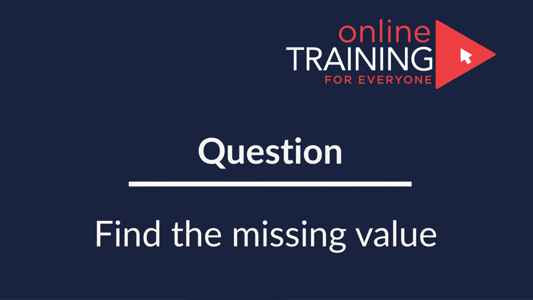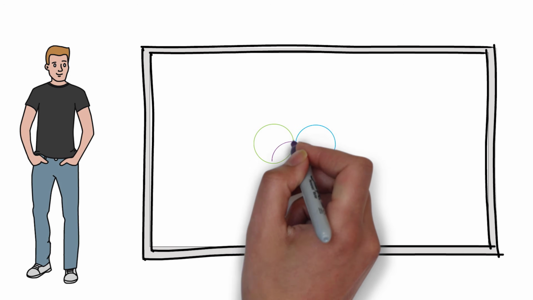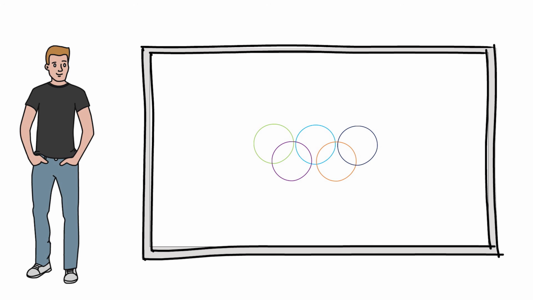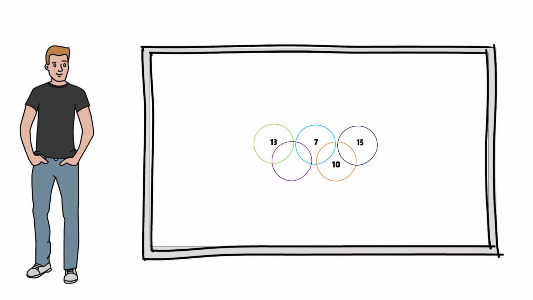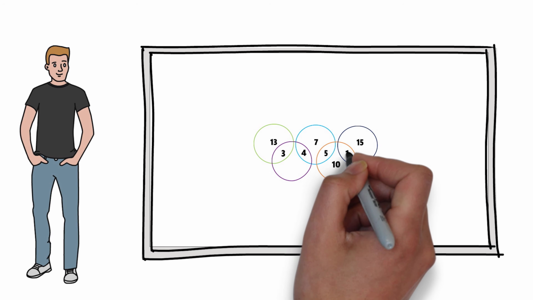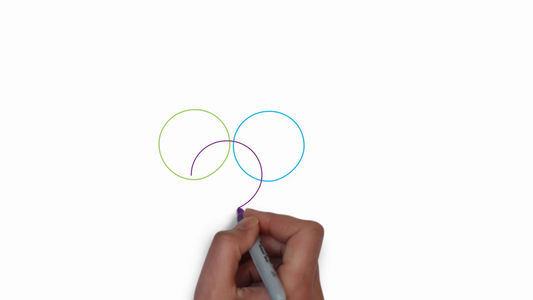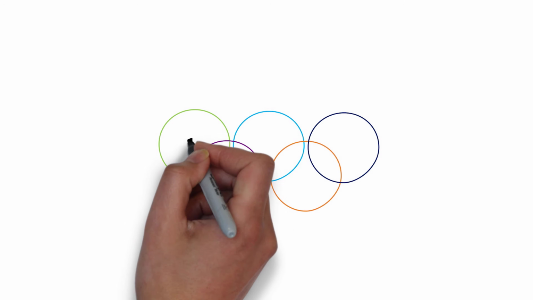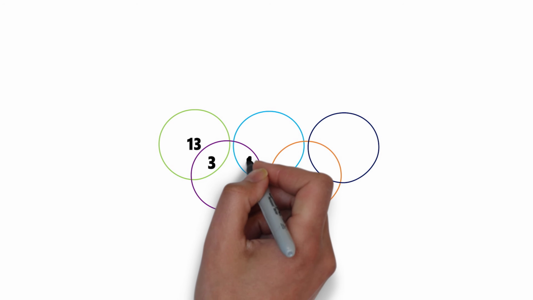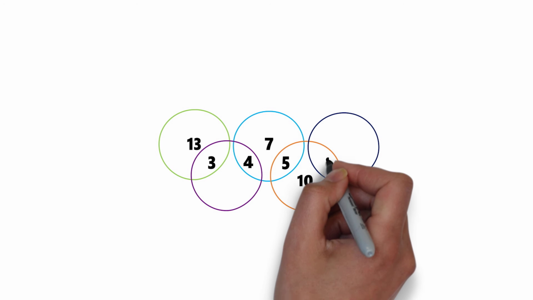This is one of my favorite questions because it is very frequently used in the test. You're presented with 5 crossing circles. All circles are of the different colors. There are numbers inside the circles, as well as the numbers on the intersections of the circles. In this particular case, you're presented with 5 different circles, all of them different colors, and the numbers that you see on the screen are 13, 3, 4, 7, 5, 10, 1, and 15.